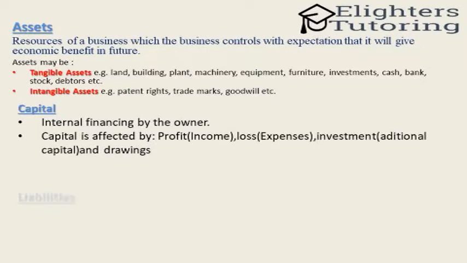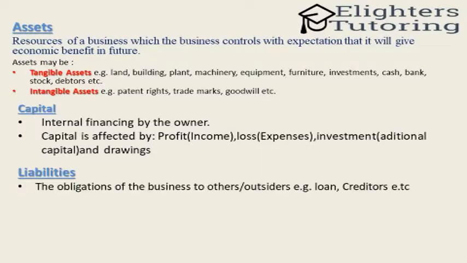other component of the equation, that is liabilities. Liabilities are obligations of the business to others or outsiders, e.g. loans or creditors. Loans we get from financial institutions, so they give us a loan on which we will be paying interest. That's our duty, that's our obligation to pay interest. So that is our obligation as a business.